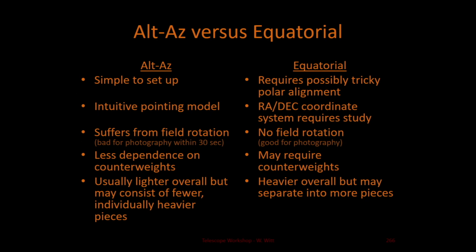But you don't have this field rotation problem. You may need counterweights, and the mount overall may be much heavier, but it typically comes apart into more pieces. So each piece may be easy to transport, but the whole thing could be quite massive. Make sense? So again, trade-offs. How much do you want to carry? What can you easily store? How much trouble is it to set this up quickly?